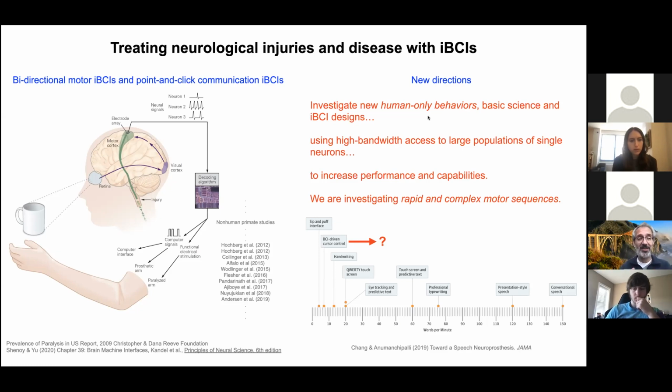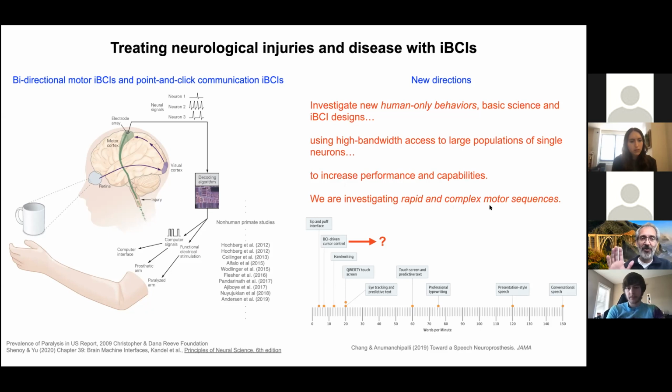It's not like sometimes you run into curing lots of mice of cancer, but it doesn't work in humans right away. And we're going to be using high bandwidth access, meaning action potential access to large populations of single neurons, okay, as we've already talked. And we want to increase the performance and the capabilities of these systems. And we're investigating really rapid and complex motor sequences.